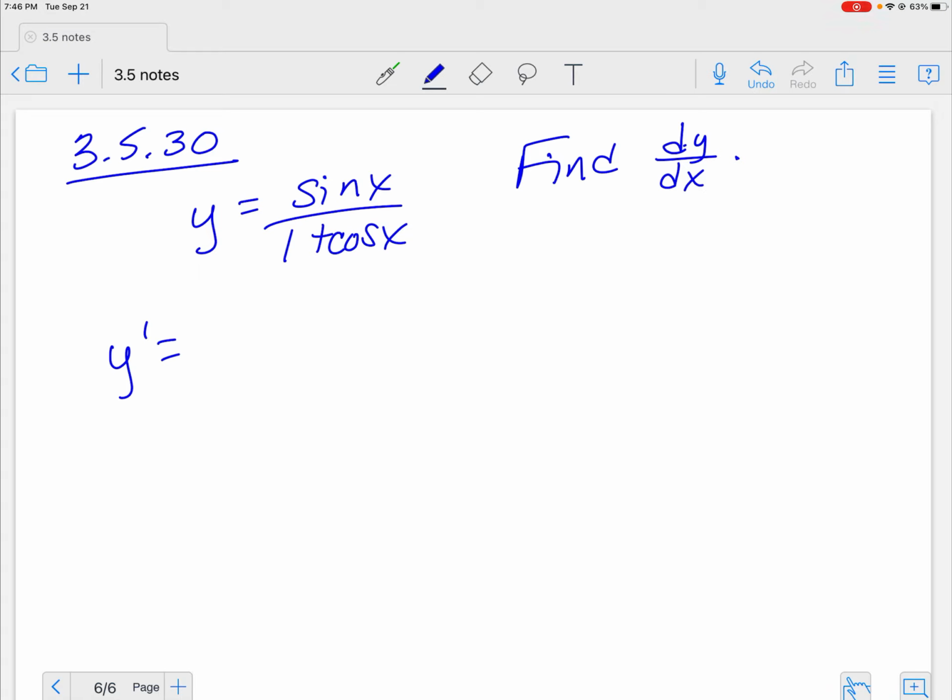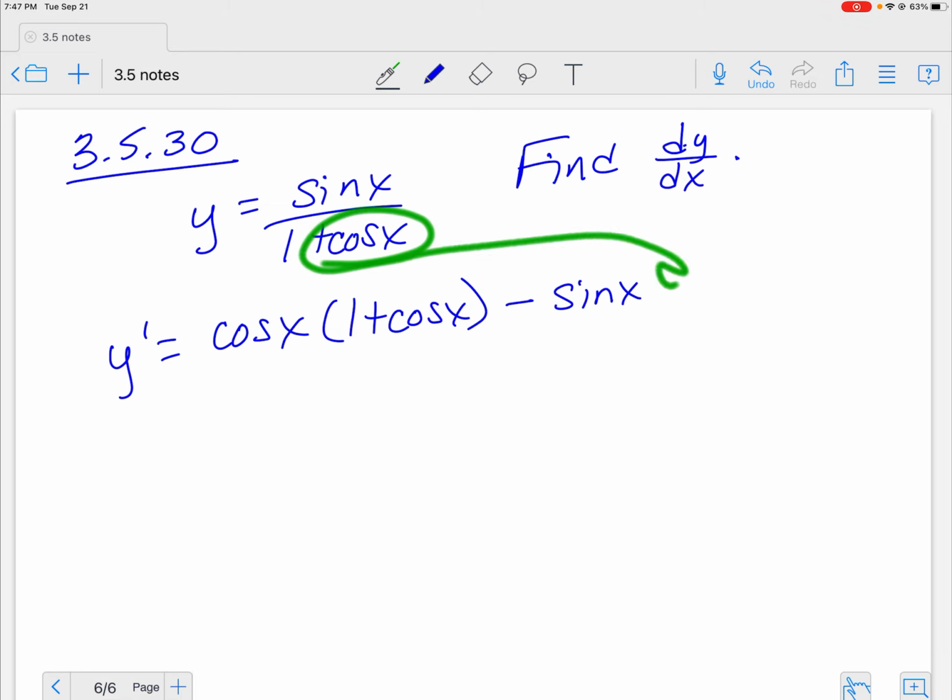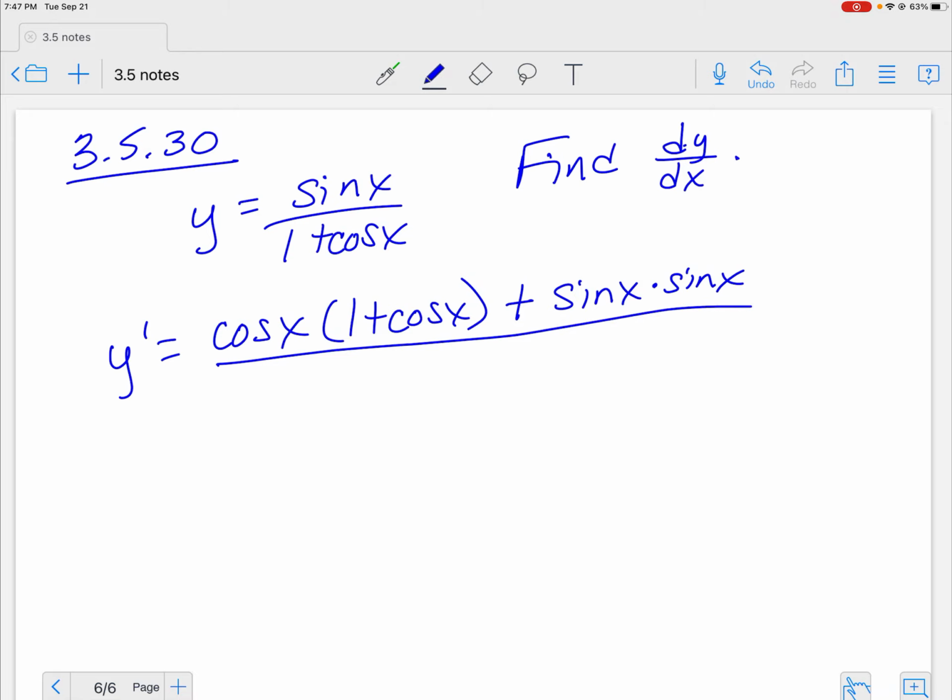So y prime here, derivative of the top. So the derivative of sine is cosine. We're getting it. Times the bottom minus the top just by itself times the derivative of the bottom. So the derivative of 1 is a constant, but the derivative of cosine is negative sine, right? Negative. So plus sine. I'm going to get used to writing things like that. All over the denominator squared.